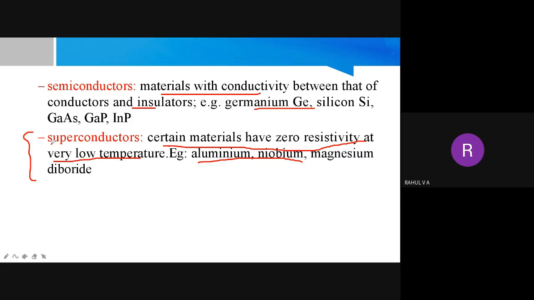So at that time, those materials are called superconductors. Okay, so that is about the classification. So basically, based on conductivity, the materials are classified into four. First one is superconductor, second one is conductor, then insulator, and then semiconductor.